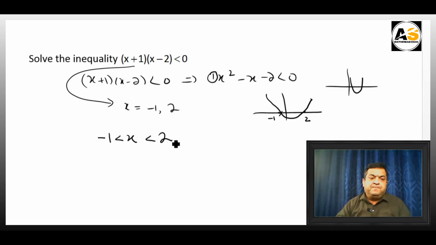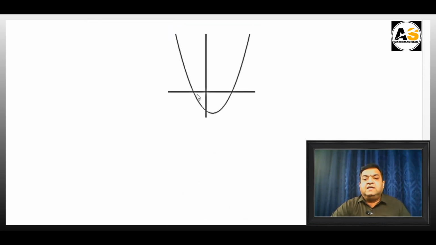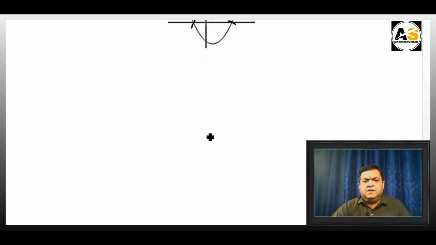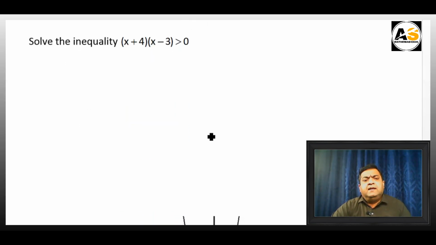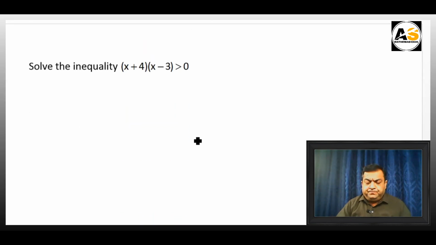It's very easy. If we understand the graph, as I told you in the first lesson, this was its first root, -1, and this was its second root, and our answer would be -1 is less than x is less than 2. I hope it's very simple and straightforward. Let us solve another inequality.